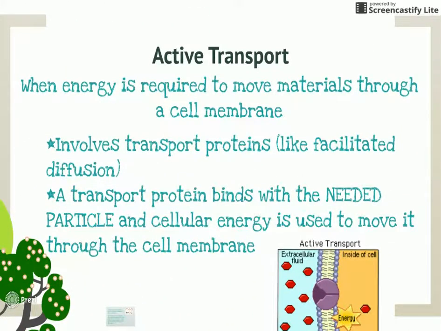Active transport is when energy is required to move materials through a cell membrane. This involves transport proteins. What happens is that a transport protein binds with the particle needing transport, and cellular energy is used to move it through the cell membrane.